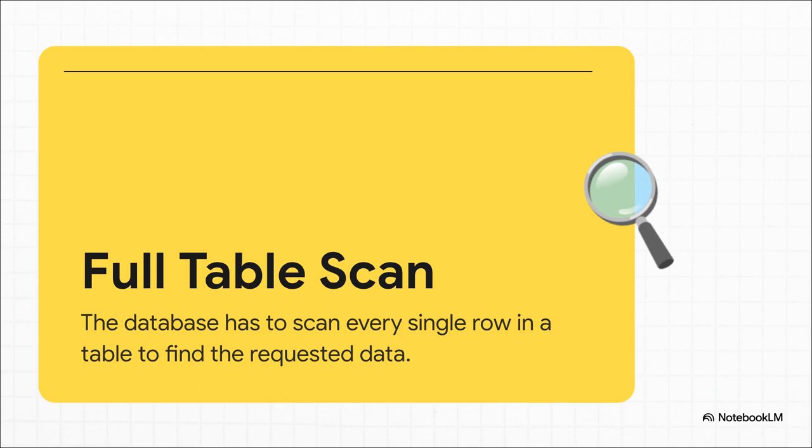This is the database's default method. It's pure brute force. Without any guidance, it has no choice but to do what's called a full table scan. Imagine someone told you to find a specific word in a 1,000-page novel that has no index. You'd have to read every single page, line by line. Now, for a tiny table, that's fine. But for a table with millions of rows, it is a complete and utter performance disaster.